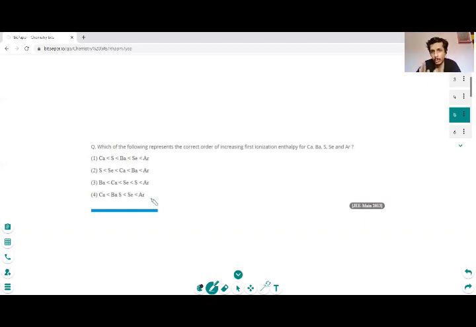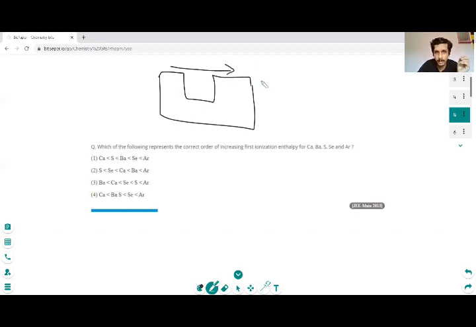This is fixed because it's a noble gas. It has already an octet structure. You have to put an enormous amount of energy to remove one electron. So argon is fixed. Now, when you're solving these kinds of questions, first you have to see what their trend is in the periodic table. Just imagine your periodic table in your head or draw it. Along the period, ionization enthalpy increases. When you go down the group, ionization enthalpy decreases.